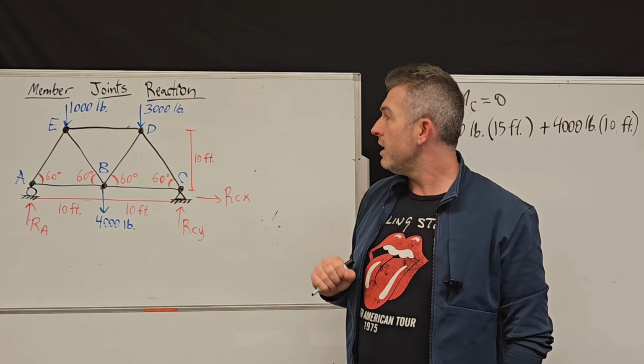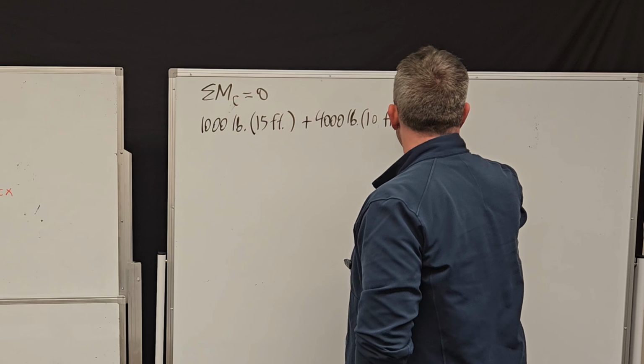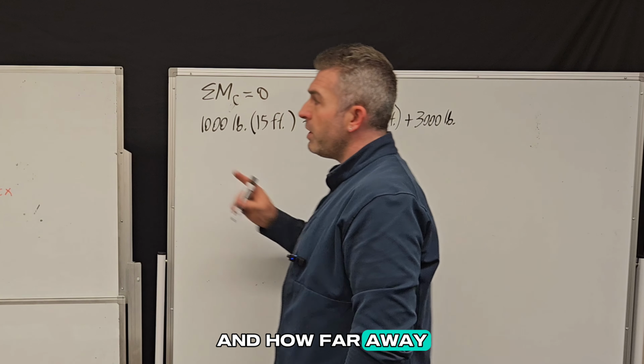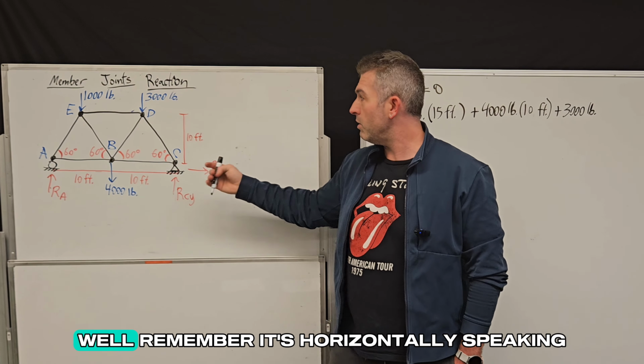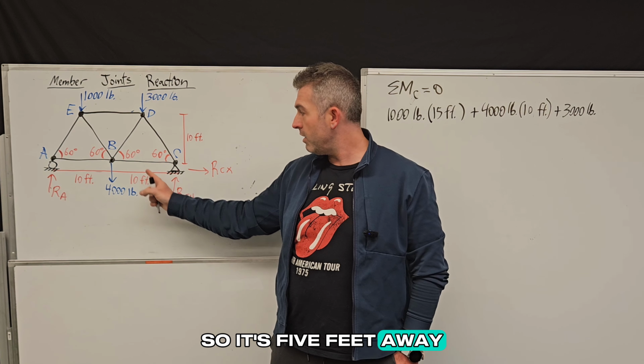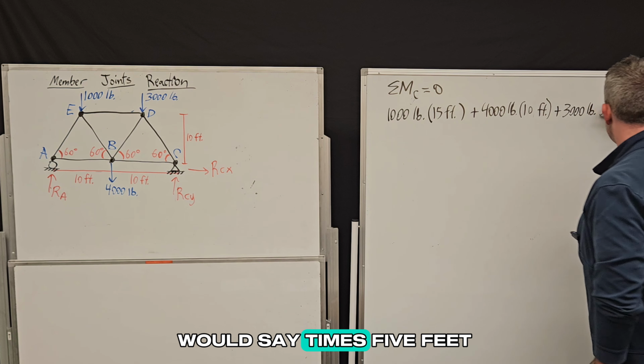The last force is this 3,000 pound force. And how far away is this force from joint C? Well, remember, it's horizontally speaking, so it's 5 feet away, or half this member away from joint C. So we would say times 5 feet.